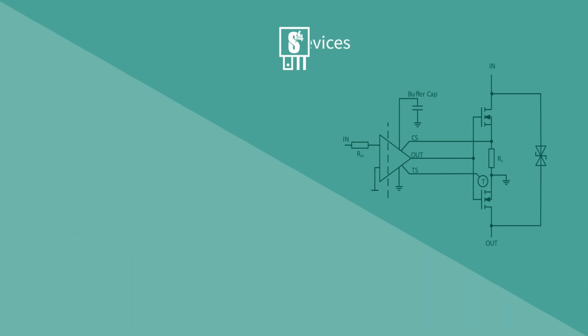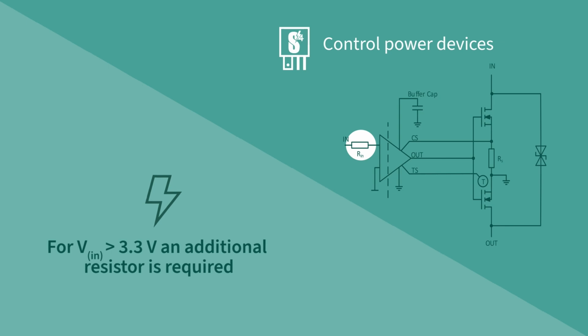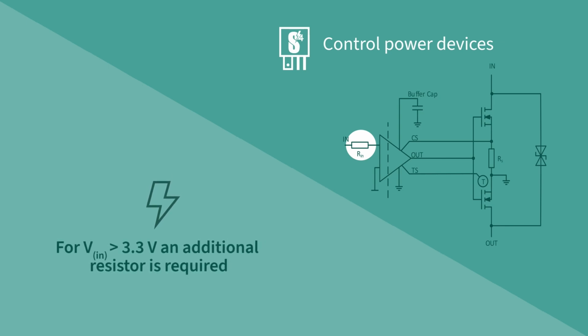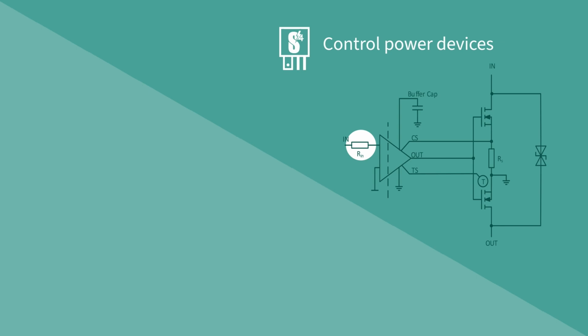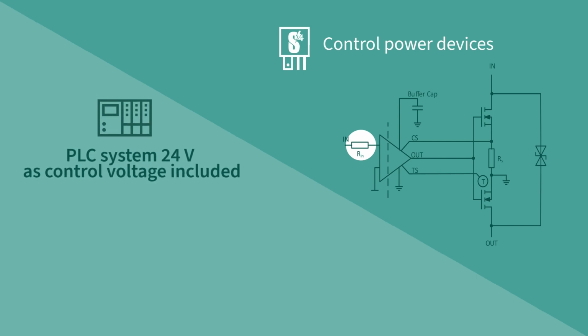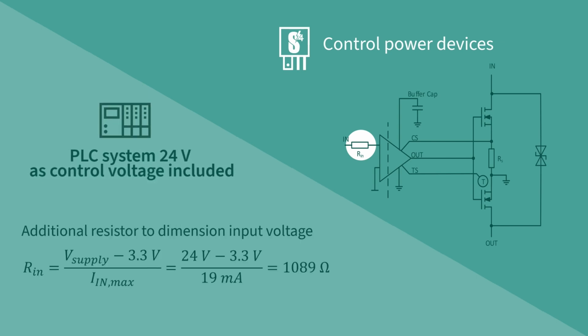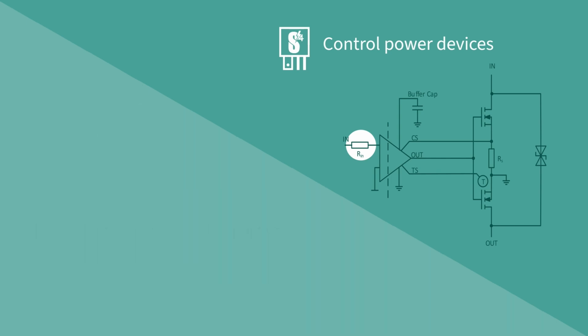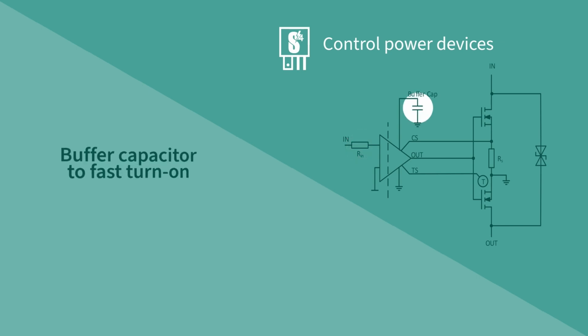Now let's see more about the control side of the power devices. With the internal clamping element on the input pin of the Infineon SSI gate driver, it supports a wide range of input voltage. For input voltages above the nominal 3.3 volts, an additional resistor is required on the input pin. As many PLC systems use 24 volts as control voltage, we have included a proper input resistor dimensioning example in this case. To ensure fast switching performance of the Infineon SSI gate driver in combination with the CoolMOS S7T, a buffer capacitor is used to enable the fast turn-on feature.